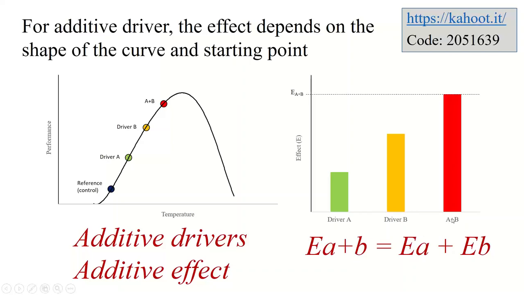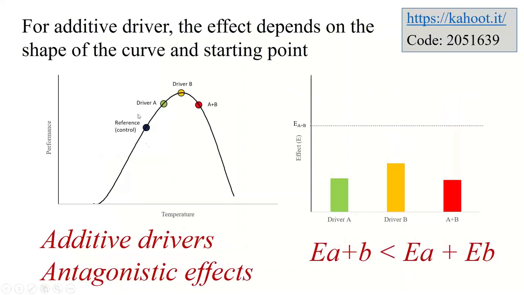That's exactly what we saw with the oil and temperature too. But it could be that your reference temperature is a little bit higher on that performance curve. If you increase by 2 degrees, you have a positive effect. If you increase by 4 degrees, you also have a little bit of a positive effect. And then if you combine both, you move to the other side of the curve and you go down. Then you're going to have what is often called an antagonistic effect. So remember, it's still additive drivers. It's the additive effect of the temperature, but what you see at the effect level is antagonistic.